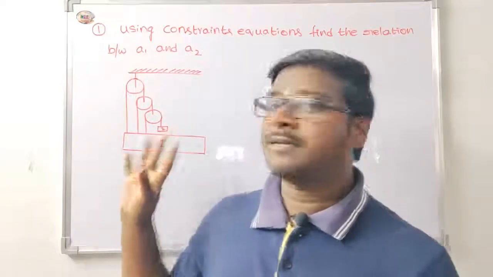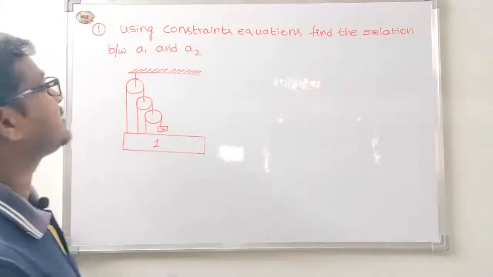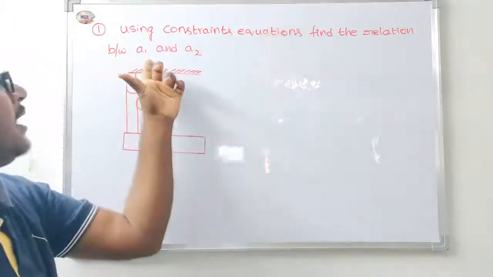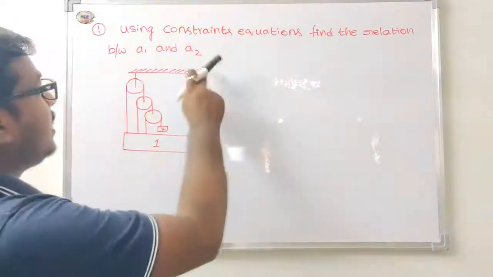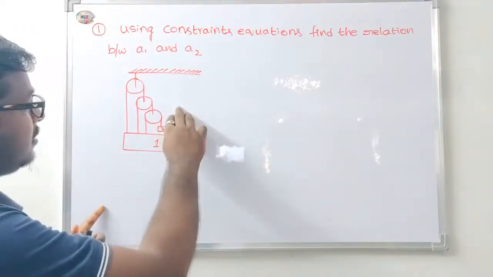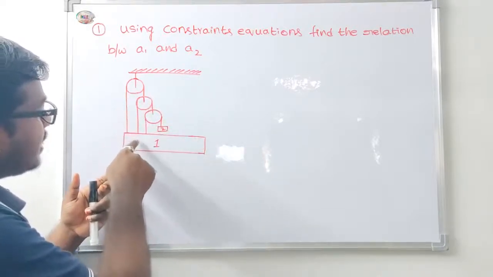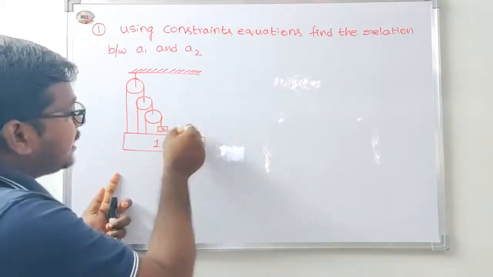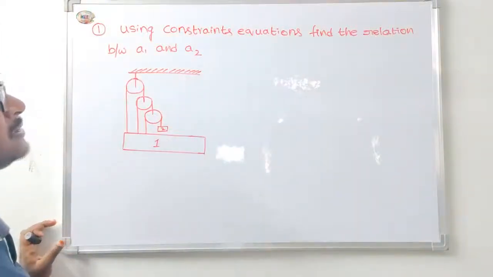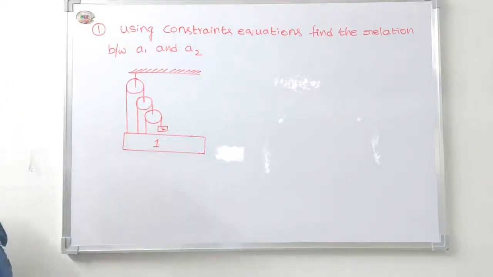Now we are going to discuss problems based on constraint equations. The first problem: using constraint equations, find the relation between a1 and a2. In this pulley system, three pulleys are connected. The long string is connected to block 1 and the short string is connected to block 2. Then, by using constraint equations, find the relation between a1 and a2.